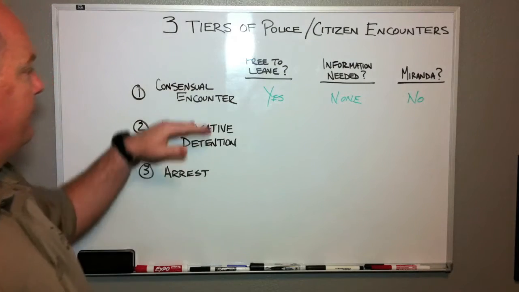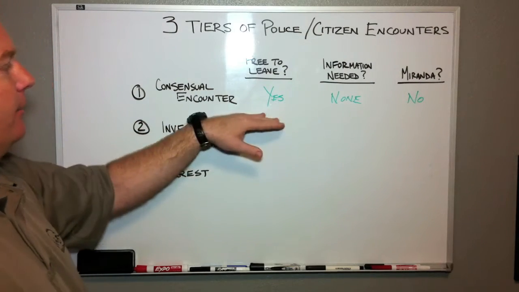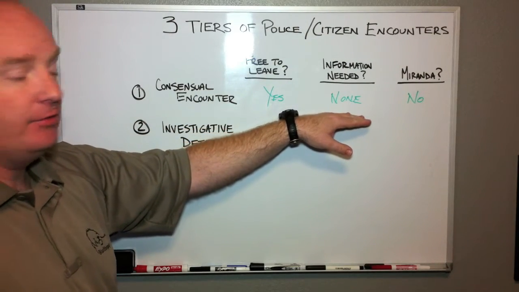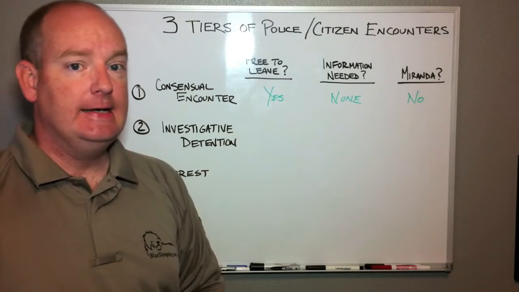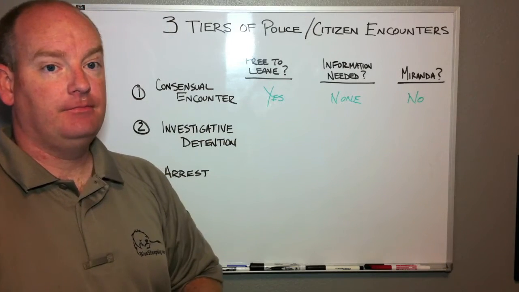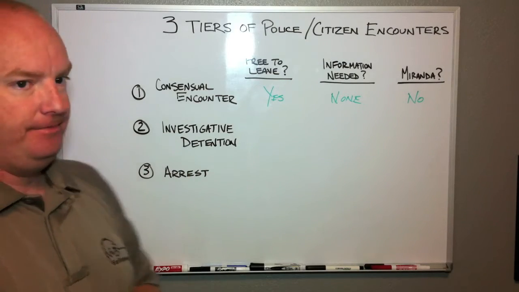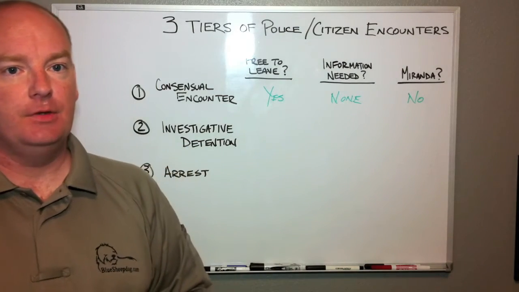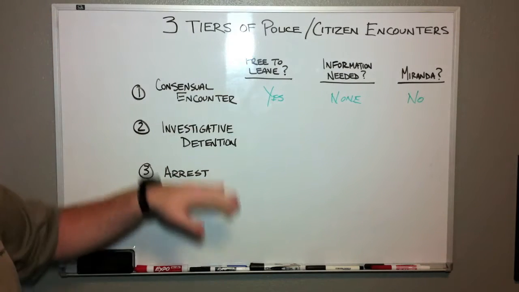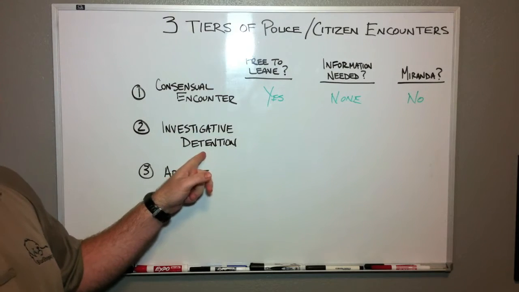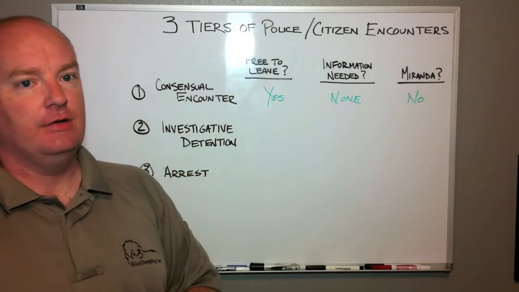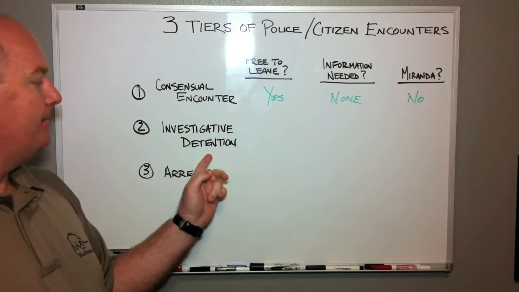Okay, so this is the first level, just a consensual encounter. They're free to leave. You don't have to have any information to strike up a conversation, and you do not need Miranda. Okay, the investigative detention. Now this is the middle tier. It comes between the consensual encounter and the arrest, and this is the one that a lot of people wind up getting themselves in trouble. We're going to come back to that one.